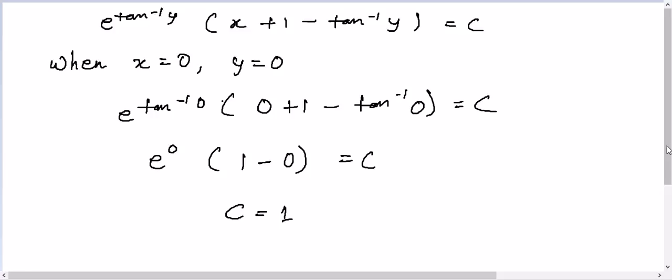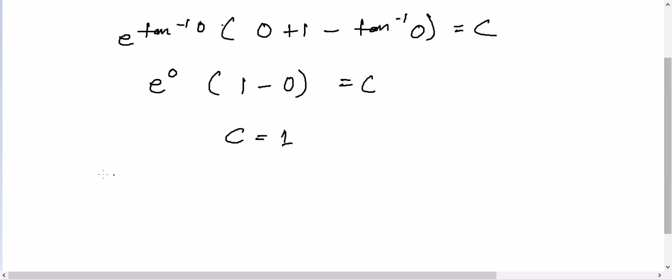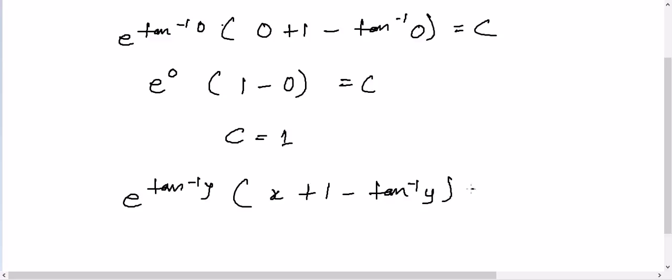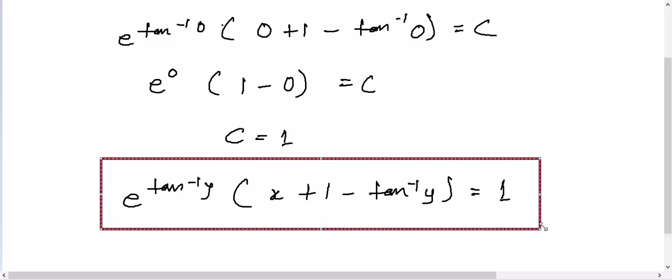So now let's write the particular solution. The particular solution will be e to the power tan inverse y into x plus 1 minus tan inverse y is equal to 1. That is the solution, guys. Thank you.